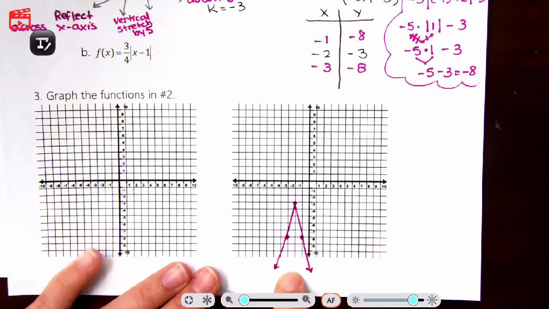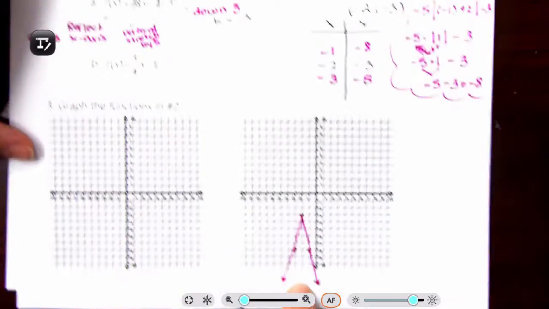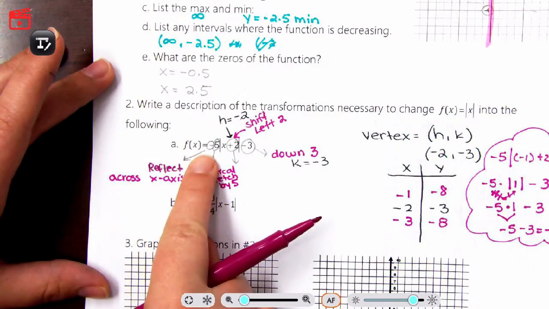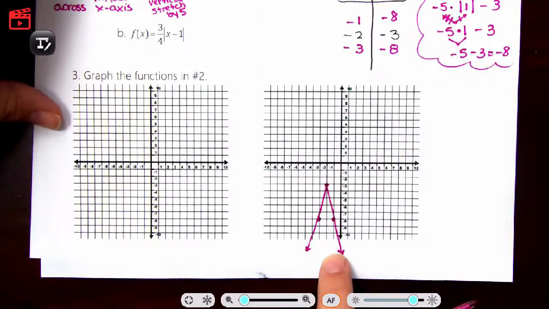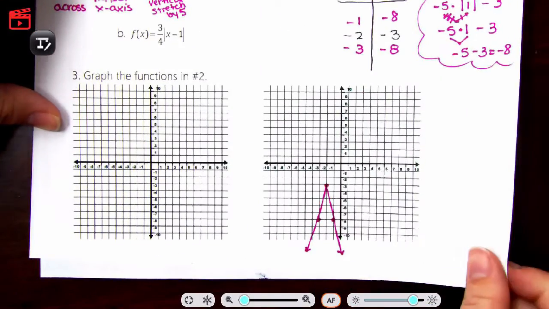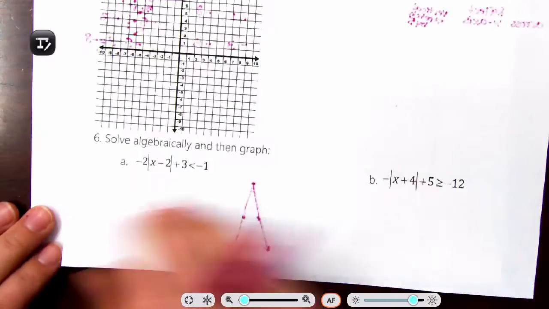Now, how do we know that it's going to look like an upside down V? Is because we had this negative out in front. Whenever we have a negative, that means it's been flipped. So our original function has been flipped to look upside down. All right, let's go ahead and move on.